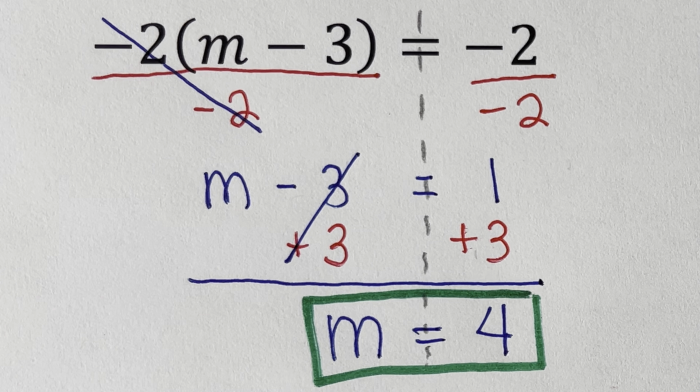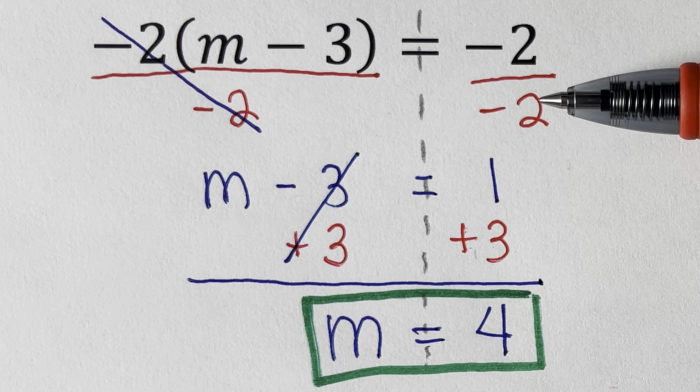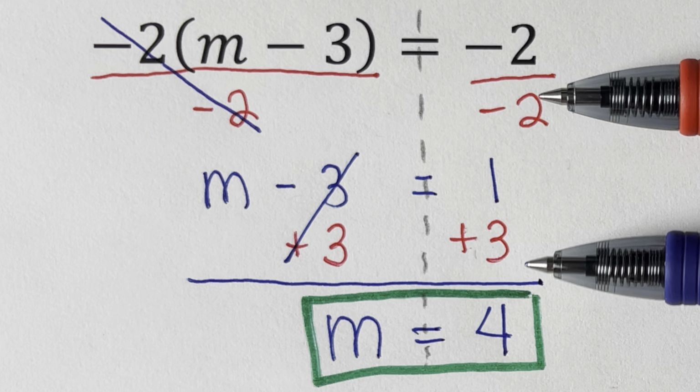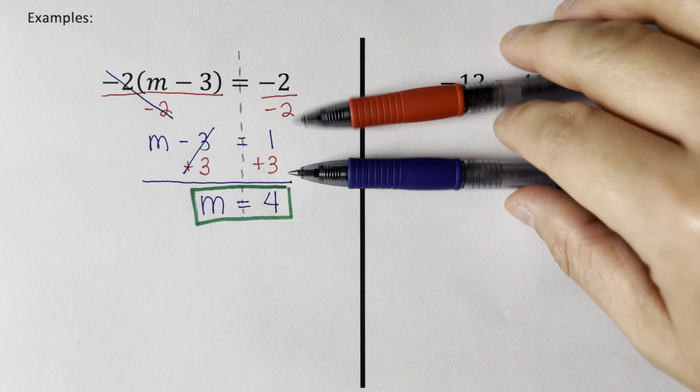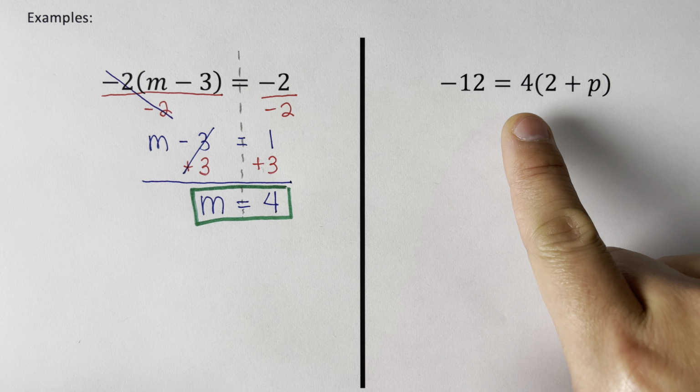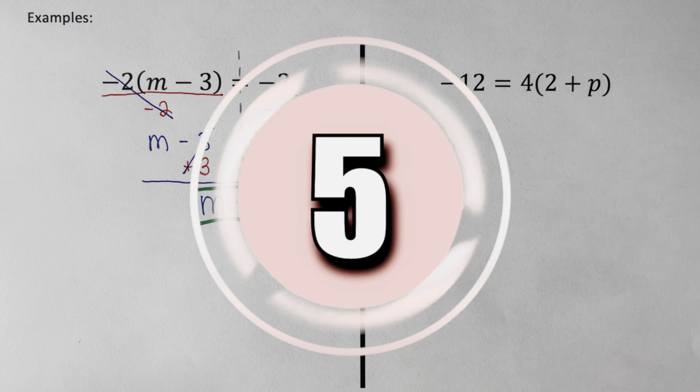Again, this is a two-step equation because the first step was dividing by -2, and the second step is adding 3. At this time, I would encourage you to pause this video and try this problem out on your own. And when you're done, unpause it and check your answer.